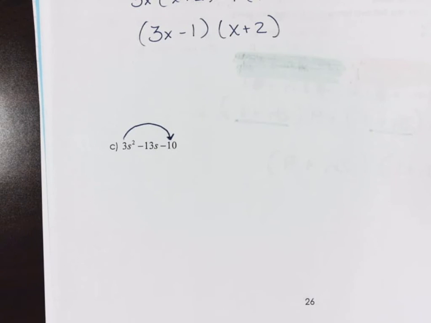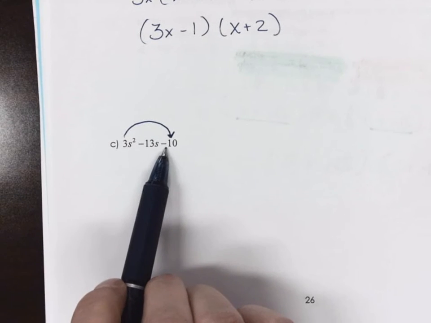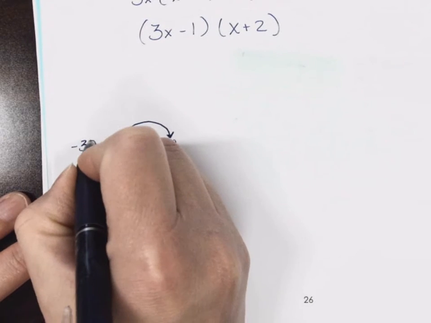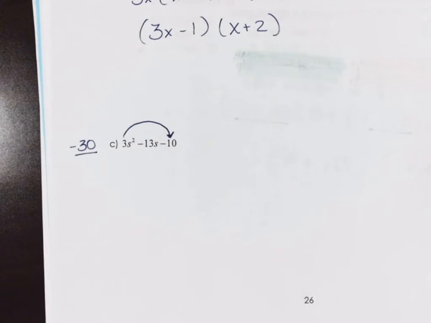So what's that product going to be? Same as the last question. What's the mistake we might have made? We might not have looked at it as a -10. So the product's going to be -30. You guys are like 3 and 10, that'll give me 13, right? But they have to multiply to a -10. So that means 1 has to be positive and 1 has to be negative.